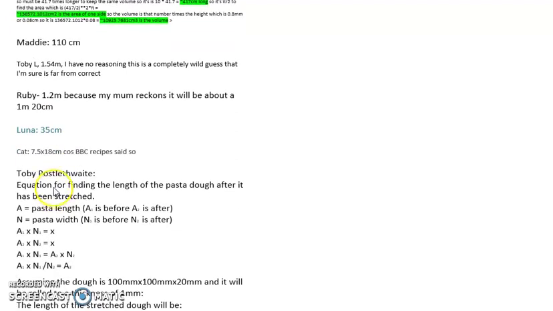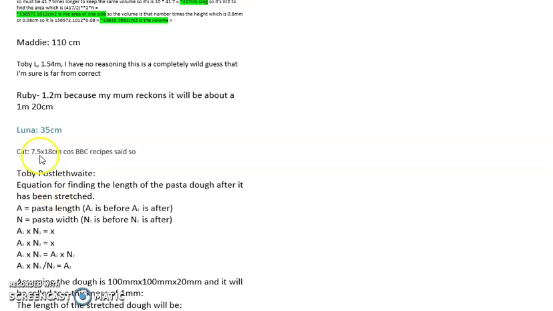Maddie 110, pretty good guess. Toby Lawrence 1.15. He's a wild guess that I'm sure is far from correct. Well, you're correct about that, Toby. It is quite far away. 1.2 metres because your mum reckons it'll be 1.2, 120 centimetres. I mean, it's as good a reason as any, I suppose. Not far away, Ruby's mum. 35 centimetres, Luna, a bit too short.